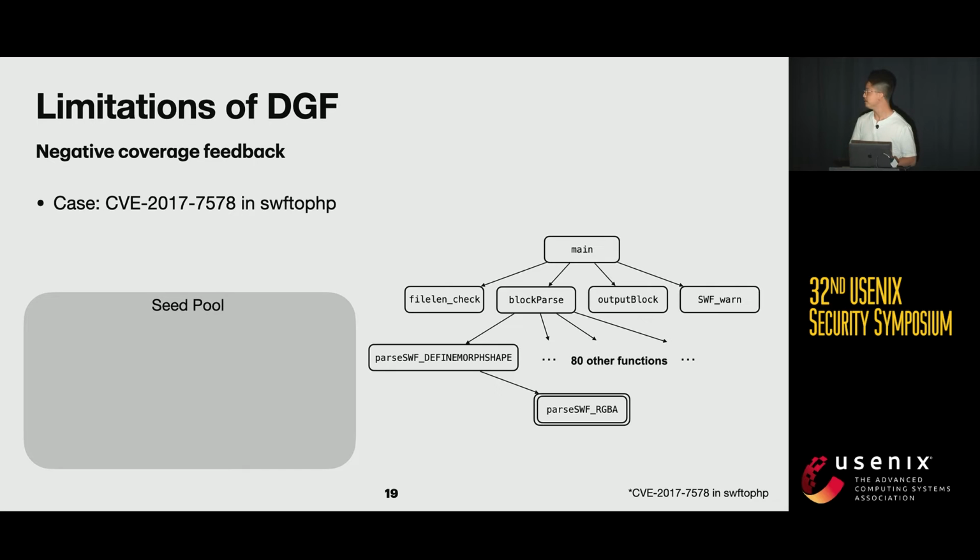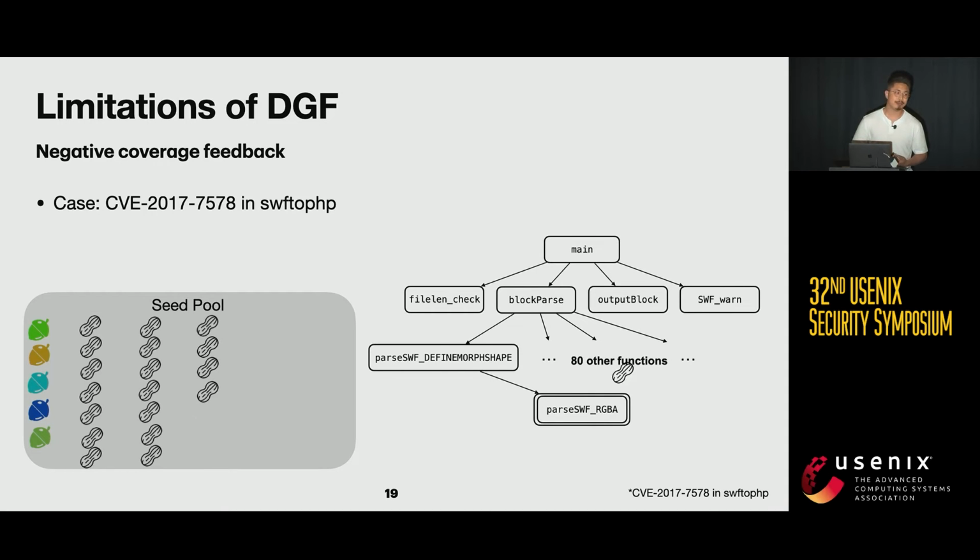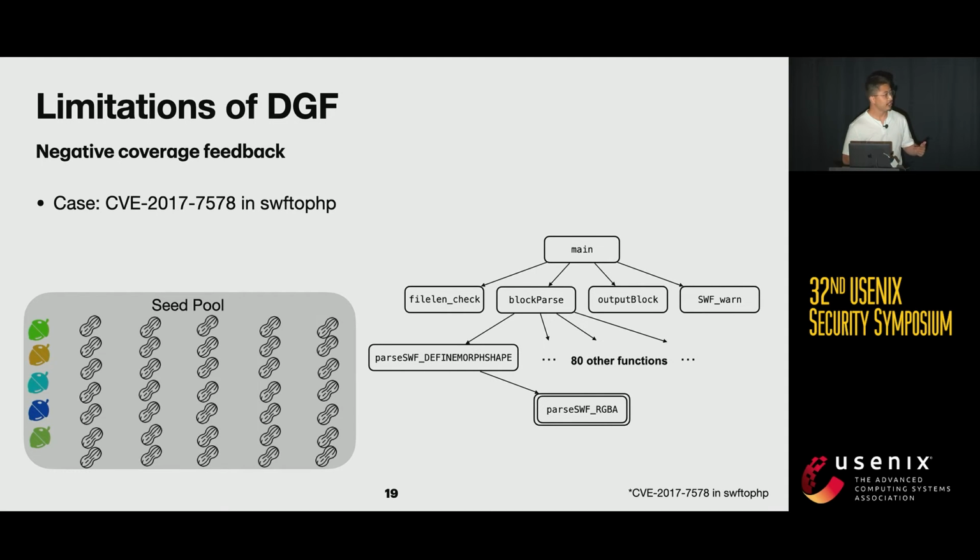Given our seed pool here, let's say that we have successfully generated a promising seed that has the potential to reach the target location. And since we are to favor this seed, we have generated 5 times more seeds than usual. However, many more seeds can be generated from these 80 other irrelevant functions, and as a result, our promising seed is easily outnumbered in our seed pool.